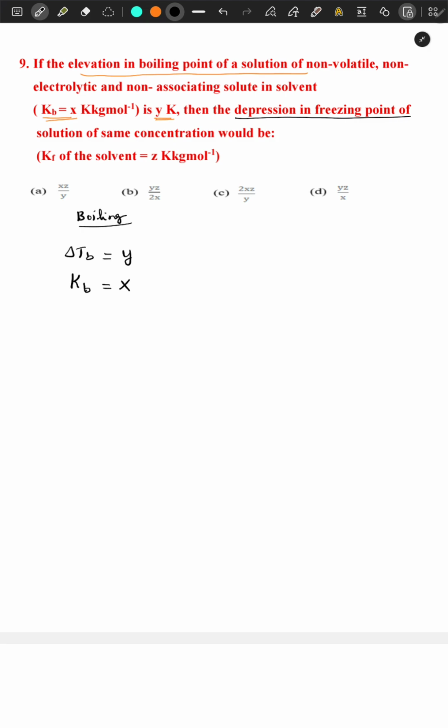Then depression in freezing point of solution of same concentration would be? Now they are asking about freezing point things. Depression in freezing point means delta TF they are asking, and they have given KF value. So cryoscopic constant KF is given as Z. So boiling point information is given and they are asking about freezing point. So what is the relation related to boiling point?